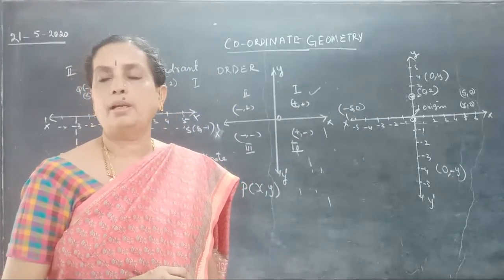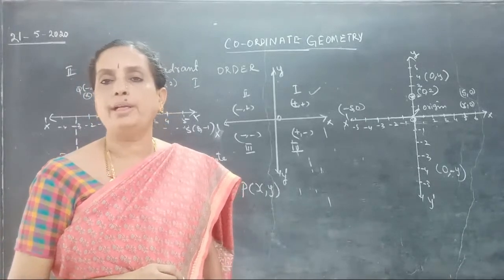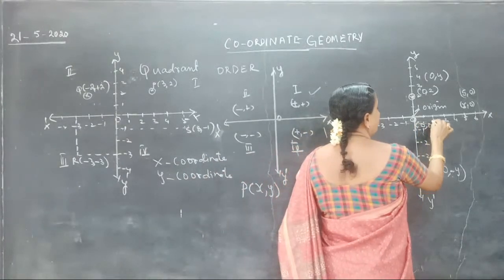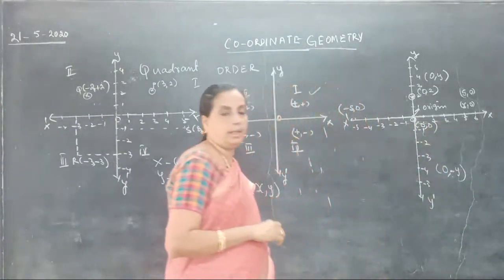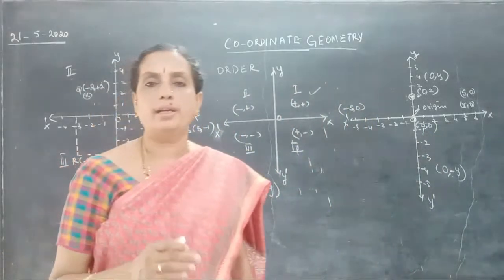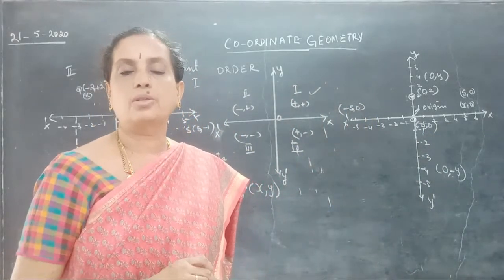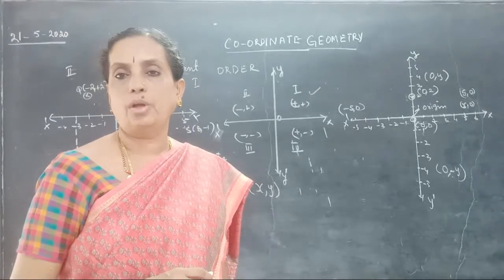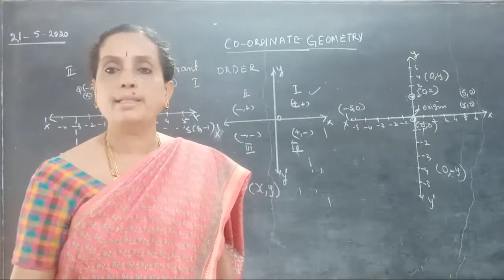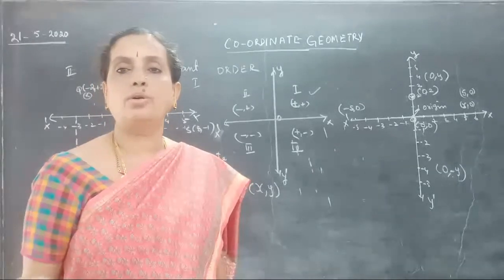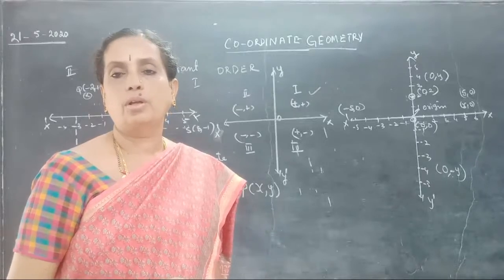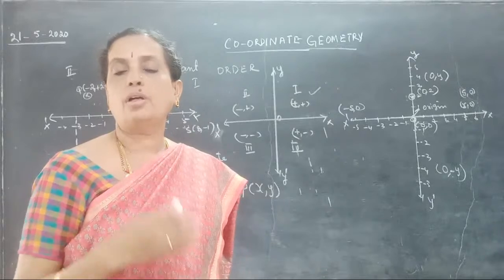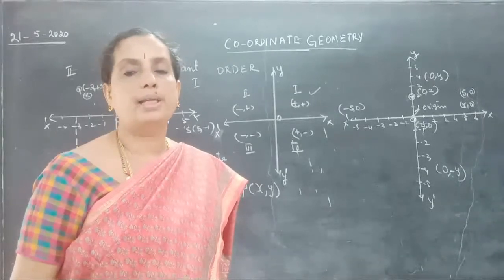The order pair or the coordinates of point at origin is always 0 comma 0, because neither x coordinate nor y coordinate has the perpendicular distance. The order pair at the origin is 0 comma 0. The order pair on the x-axis is x comma 0 or minus x comma 0. The order pair along the y-axis is 0 comma y or 0 comma minus y.